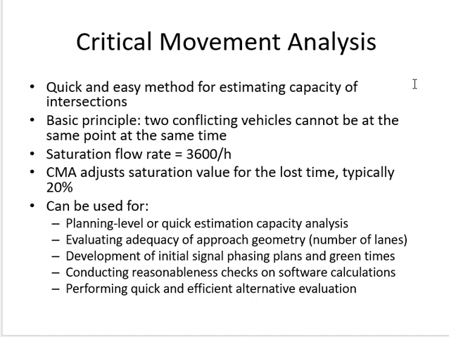Critical movement analysis adjusts the value for the lost time, typically by 20%. So whatever value is calculated is adjusted by 20%. So if the full capacity was, let's say, 2000, then after adjustment for the lost time, it will reduce by 20%. Got it? What was lost time? What is lost time? It's defined as what?